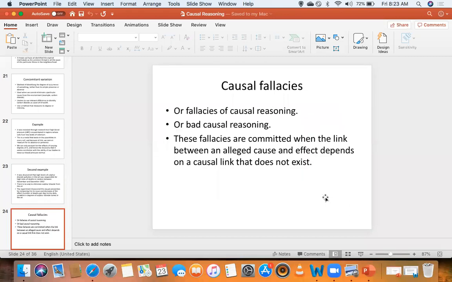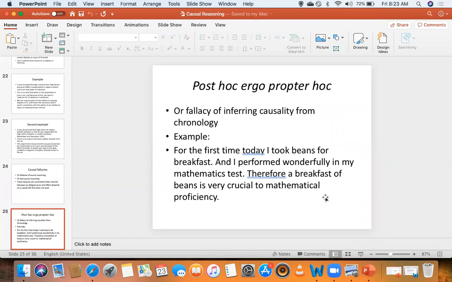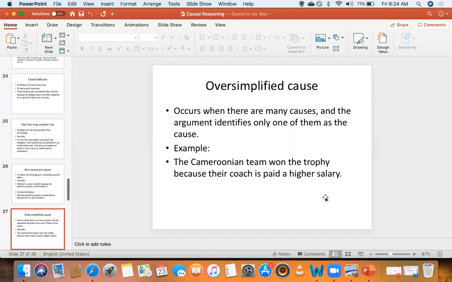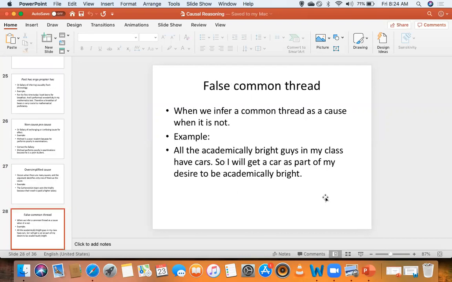Then we saw causal fallacies. We saw post hoc ergo propter hoc, the tendency to assume that something that happens before another may have caused it. We saw non causa pro causa, exchanging cause with effect. This happened before this, and then you say, no, it is the other one that happened before the other one. Then we saw oversimplified cause, not being able to identify all the causes of something. And then we have false common thread, common threads that are not the case.